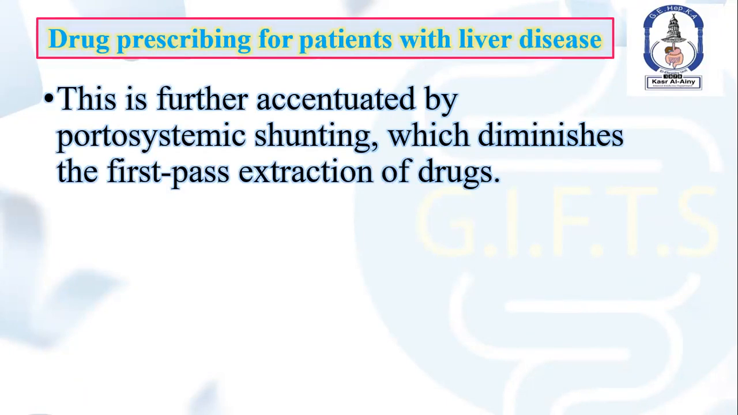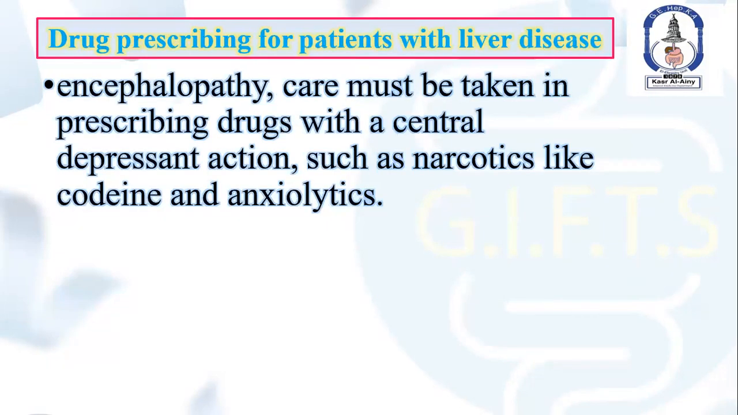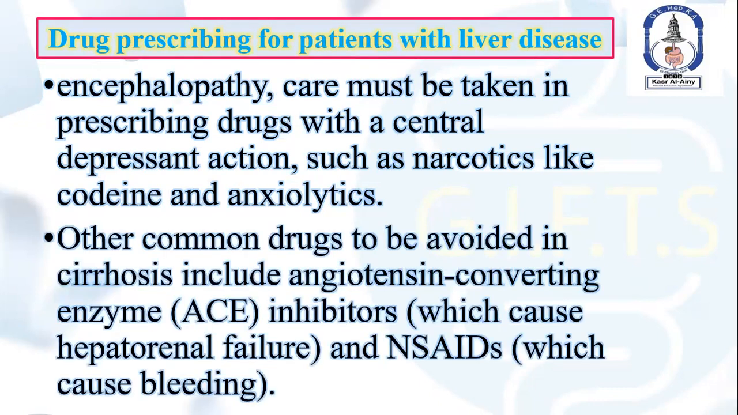This is further accentuated by portosystemic shunting, so that the drug will even bypass the first pass extraction by the liver. With hypoproteinemia, there is decreased protein binding of some drugs, so the availability will be increased. Bilirubin competes with many drugs for the binding site on serum albumin, so the free part will be increased. Encephalopathy: care must be taken in prescribing drugs that have central depressant action, such as codeine, anxiolytics, and narcotics.